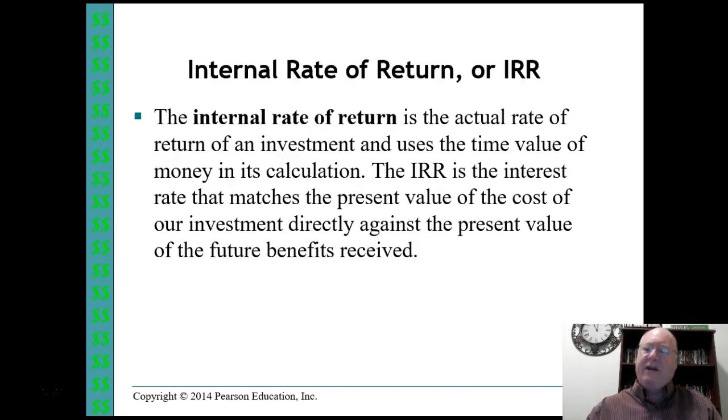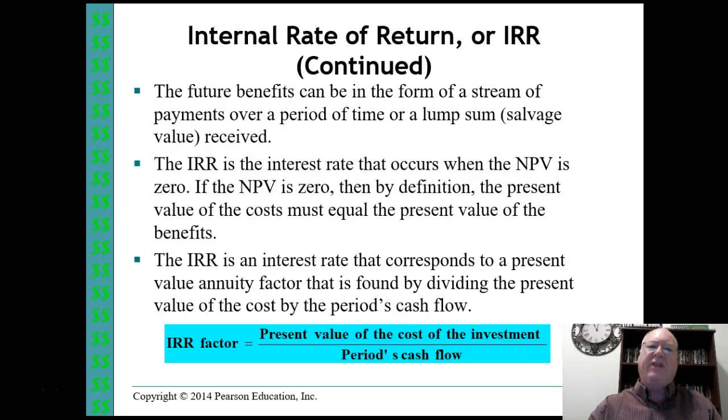The fourth method that you can do is what's called IRR, or internal rate of return. And the internal rate of return is the actual rate of return of an investment and uses the time value of money in its calculation. The IRR is the interest rate that matches the present value of the cost of our investment directly against the present value of the future benefits received. So you may read that a couple times and go, huh? Well, let me just walk you through the component pieces of this.